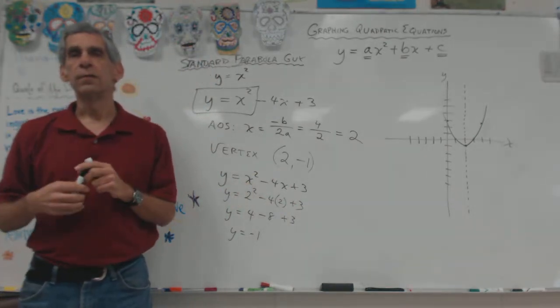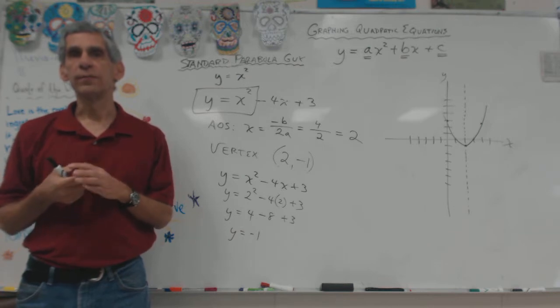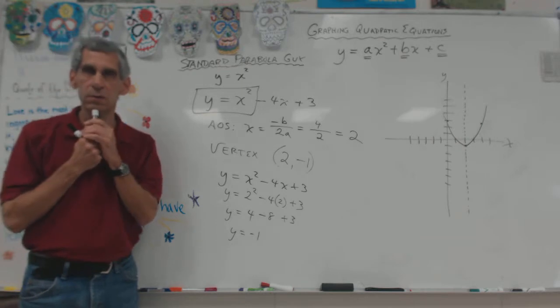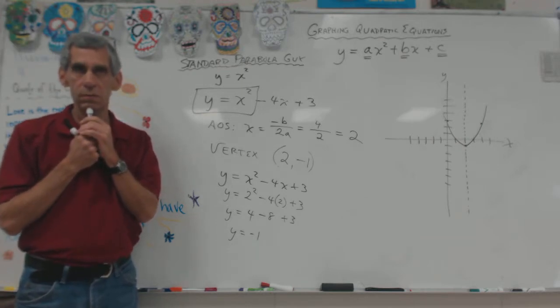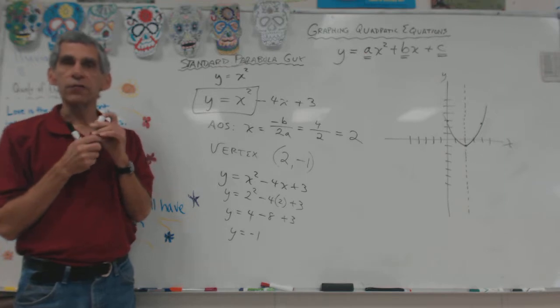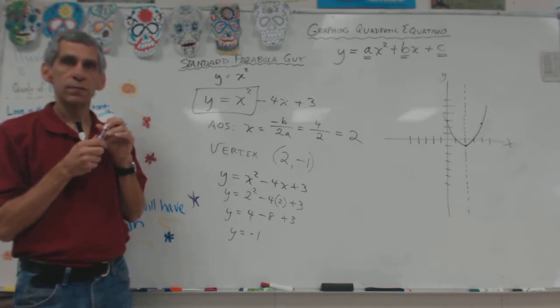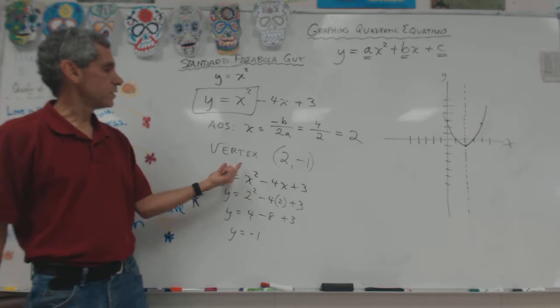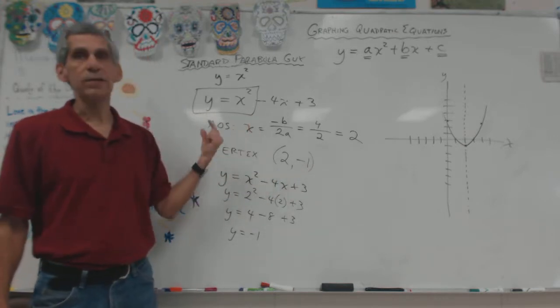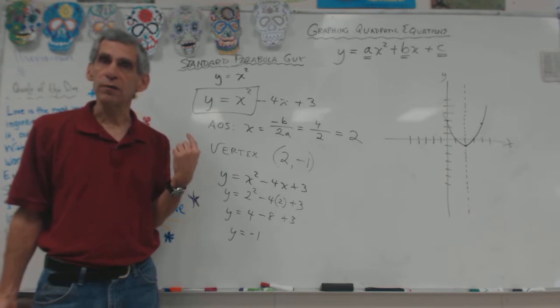Yes? What happens? Go ahead. What happens if your vertex for the y turns out to be a fraction, or what happens if one of them is a fraction? If one of your x or your y is a fraction? Yeah, a great question. Let's say x was a fraction, then plugging it in is kind of a bummer. It's a little harder, right?